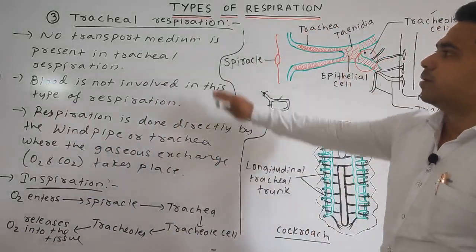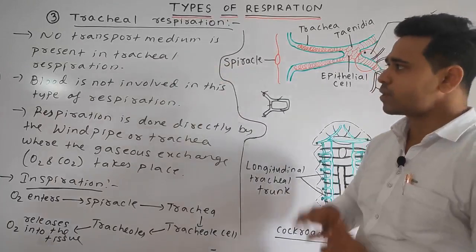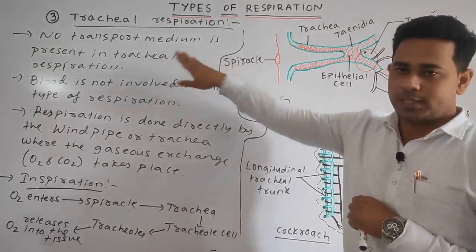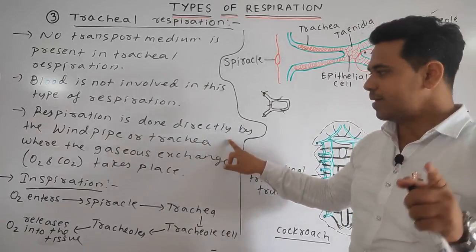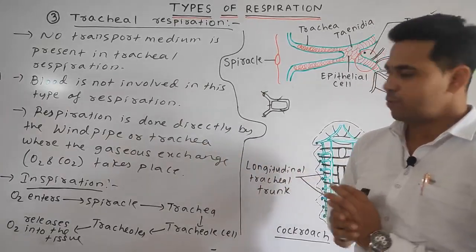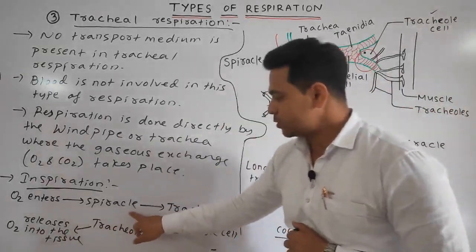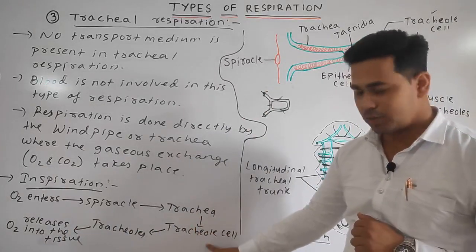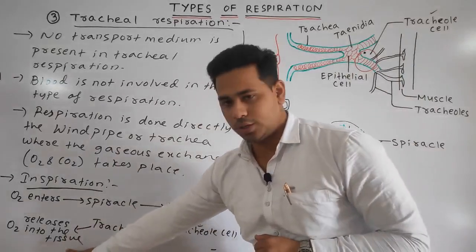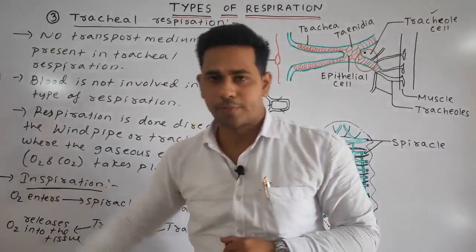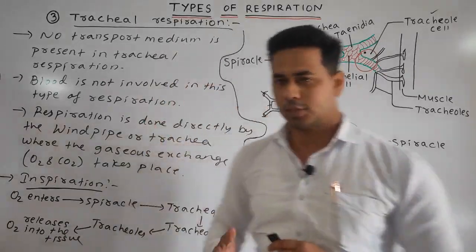So basically, in tracheal respiration, no transport medium is present. That is why blood is not involved in this type of respiration. Respiration is done directly by the windpipe or the trachea, where the gaseous exchange takes place. Inspiration, as I told you: oxygen enters the spiracles, then the trachea, then passing through the tracheal cell it goes to the tracheoles, which are penetrated into the tissue, where they release the oxygen, and vice versa. So this is all about tracheal respiration. Further, we'll discuss pulmonary respiration. Please note down.